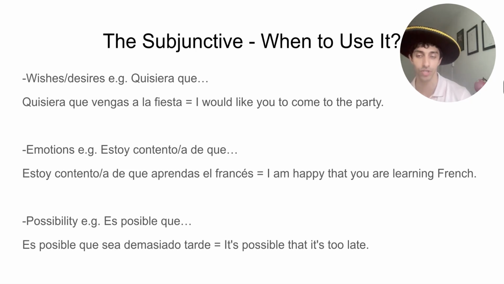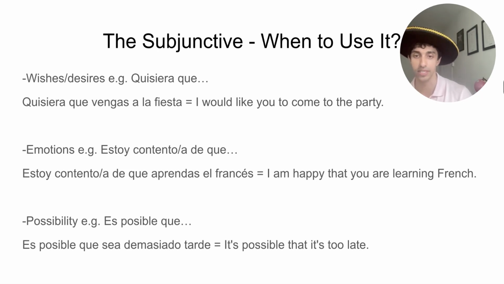Likewise, when expressing emotions, for example, I'm happy that, "estoy contento de que," or "estoy contenta de que" if the speaker is a girl, would take the subjunctive. So "estoy contento o contenta de que aprendas el francés." Aprendas is the present subjunctive, a regular present subjunctive, actually, of the verb aprender, to learn. And that translates as I'm happy that you are learning French.